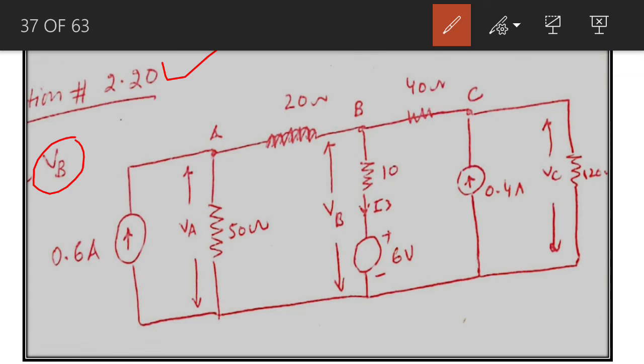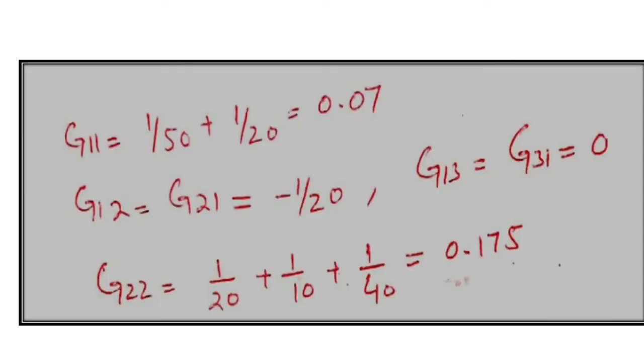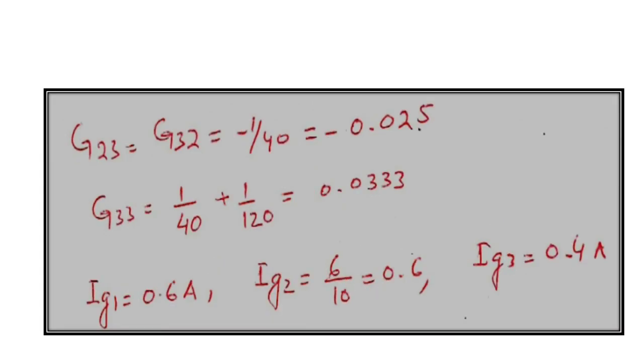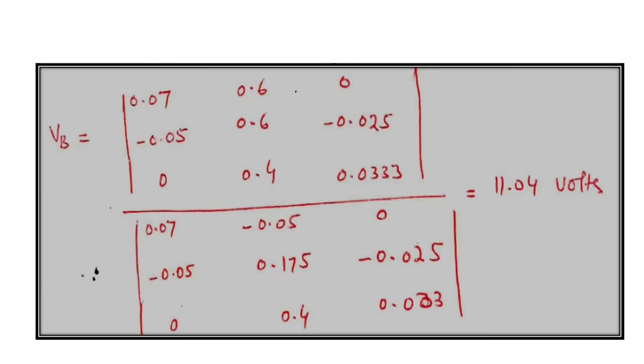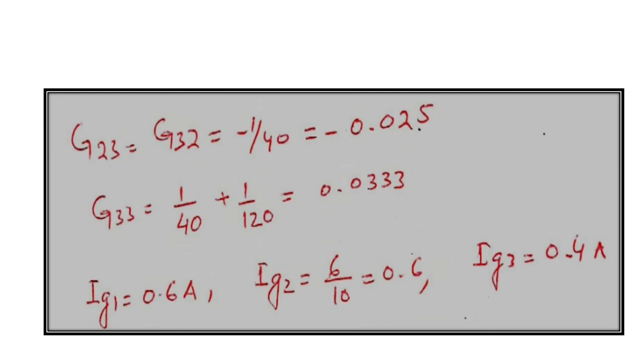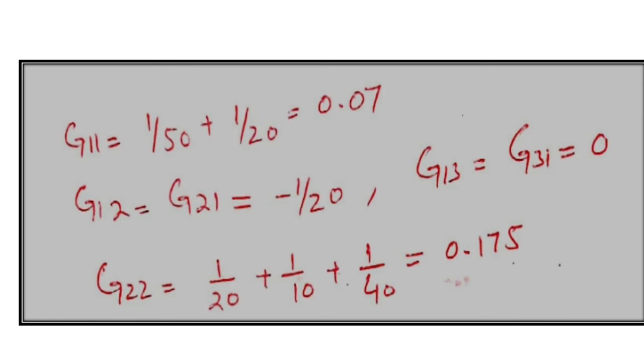So in this particular example, we need to calculate VB, the voltage at this particular node. Anyhow, we are going to solve this numerical example with the help of standard node equations. And there are 3 nodes in this particular circuit. So the size of the G matrix will be 3 by 3. So we consider the standard node equation for this particular circuit in the matrices format.